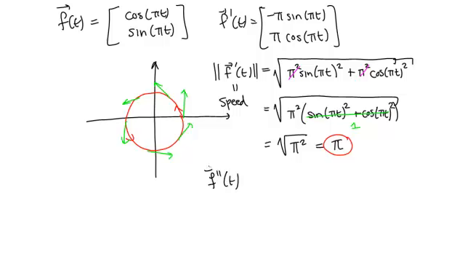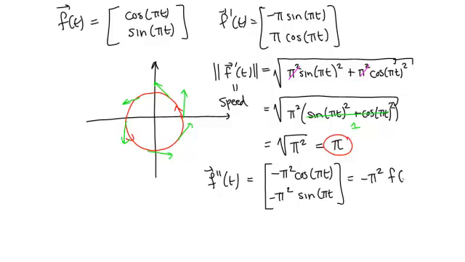If we were to go and take a second derivative, the acceleration would be, well, let's just differentiate one more time. We'll get negative pi squared times the cosine of pi t, and we'll have pi squared negative sine of pi t. And I guess if we look at that, we could pull a negative pi squared out, and we would get back the original function. We just get cosine pi t, sine pi t.